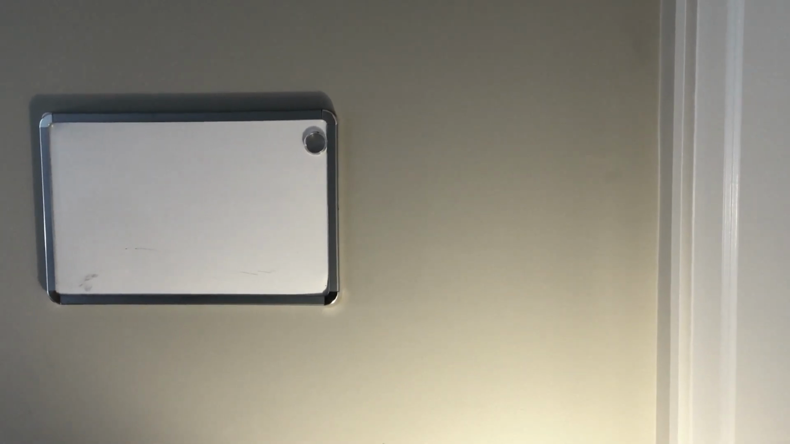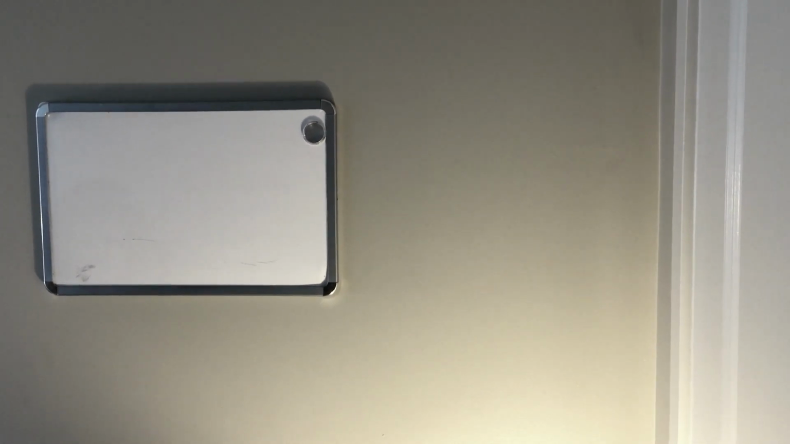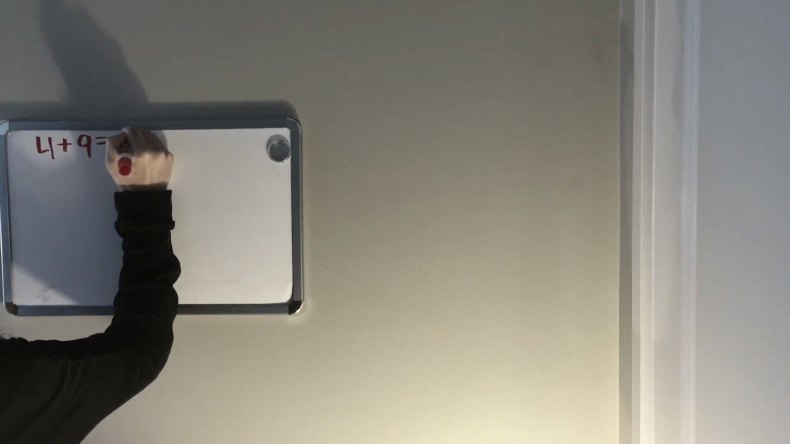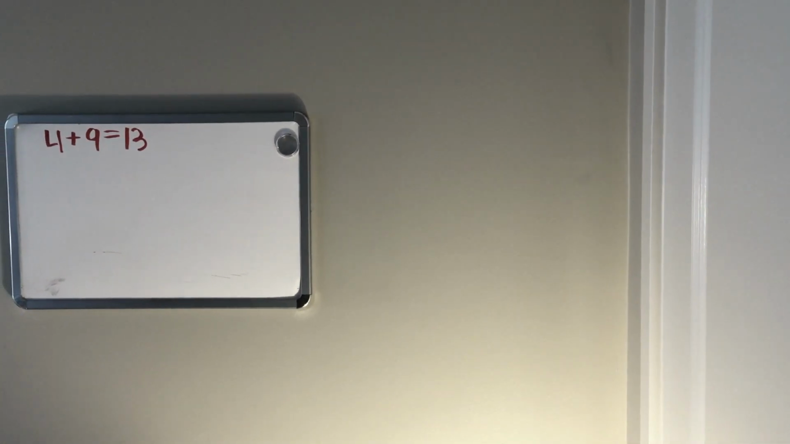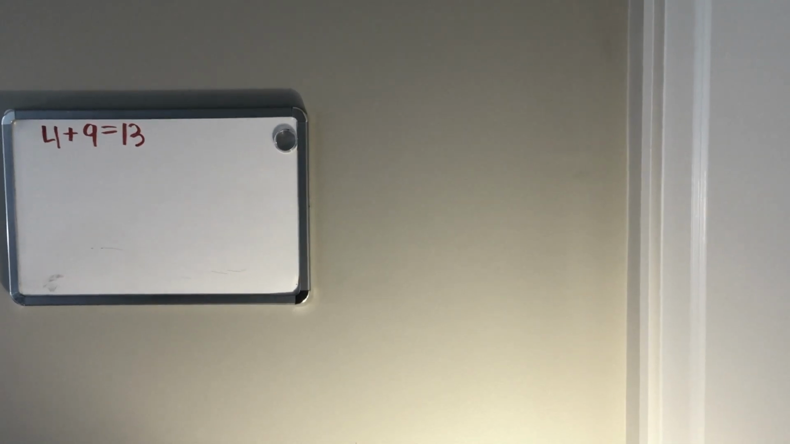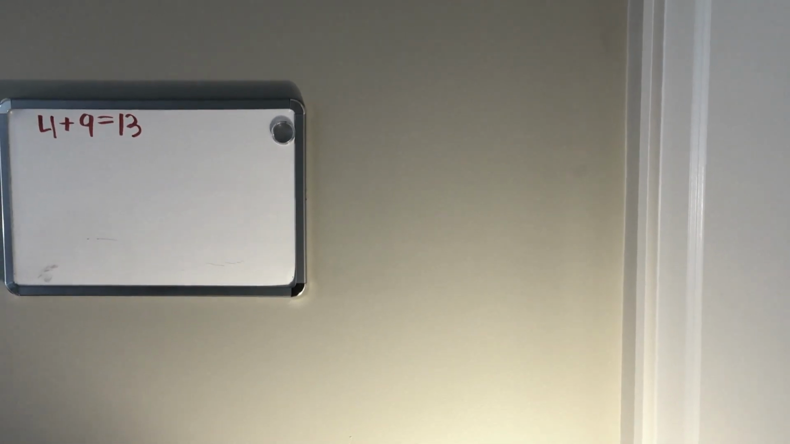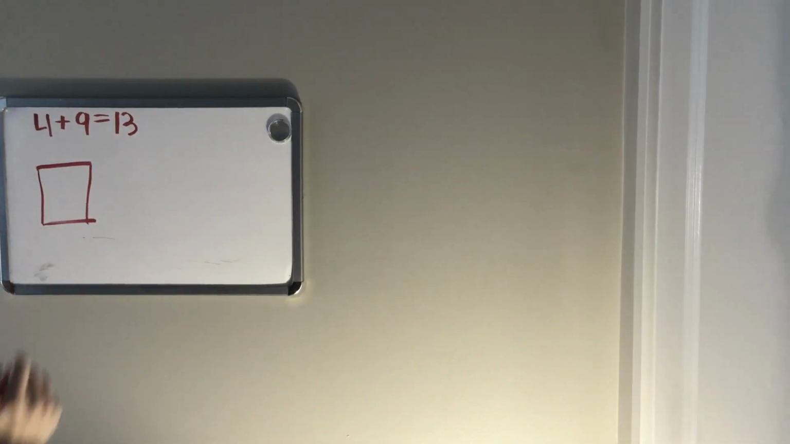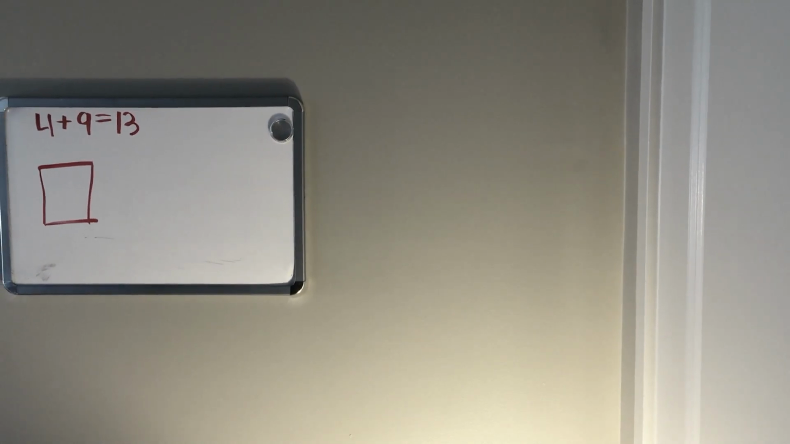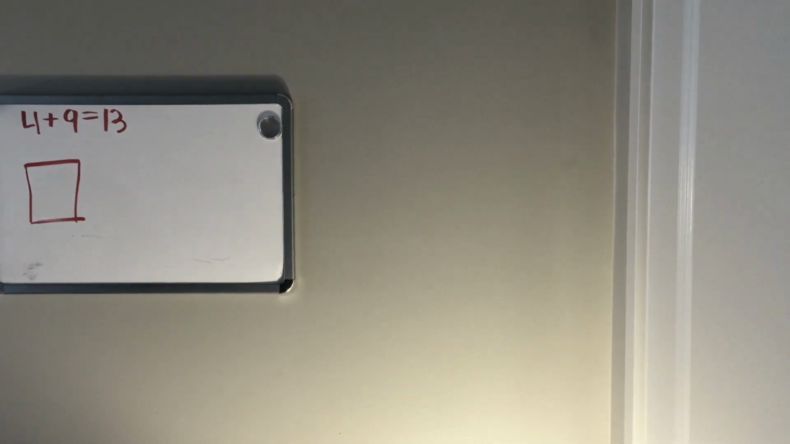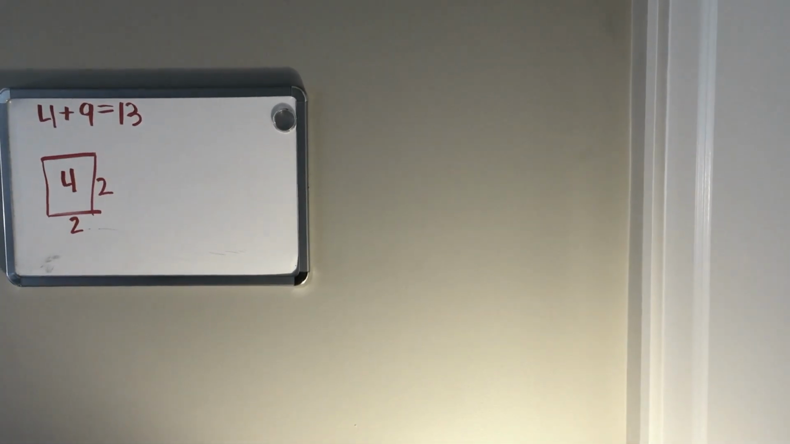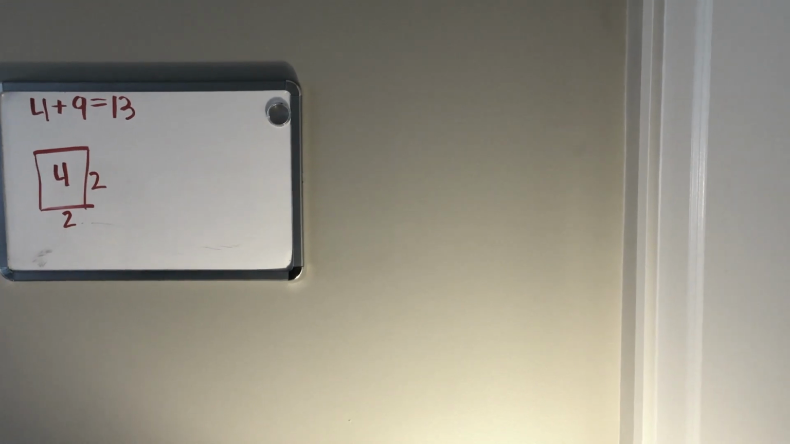We are doing an area of 4 plus an area of 9 equals an area of 13. You can do this an infinite number of ways, but since 4 is a perfect square, we can just draw a square. This is an area of 4, which we know is 2 times 2, because length times width is area.